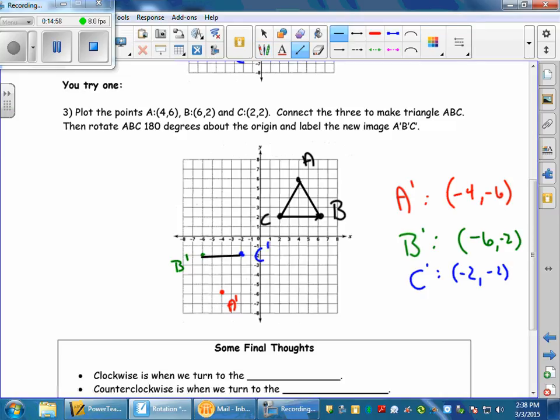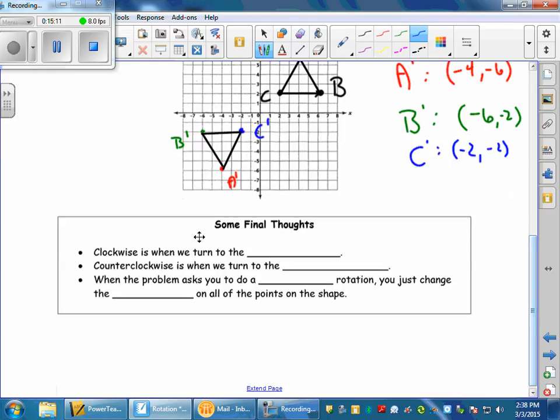That's all for today. So just remember, you have to be able to see a 90-degree rotation, and you have to be able to make a 180-degree rotation by just changing the signs on each one of the coordinates. Okay? So down here, some final thoughts. Clockwise is when we turn to the right. Counterclockwise is when we turn to the left. When the problem asks you to do a 180-degree rotation, you just change the signs on all the points on the shape.